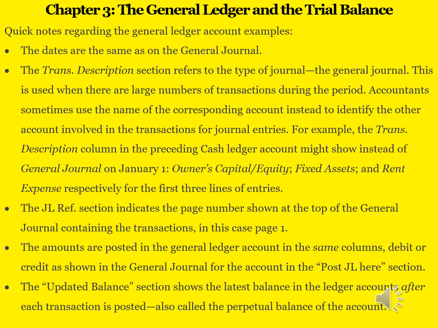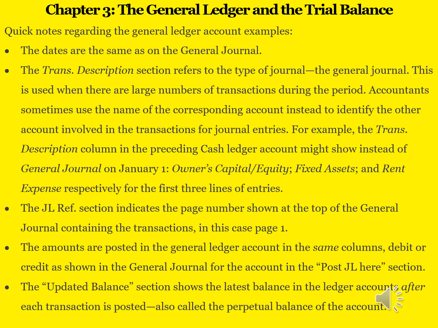Quick notes regarding the format used for posting journal entries to the general ledger accounts. The dates are the same as on the general journal. The trans description section refers to the type of journal: the general journal, GJ, or a special journal such as payroll journal, cash receipts, cash disbursements, etc. This is used when there are large numbers of transactions during the period.